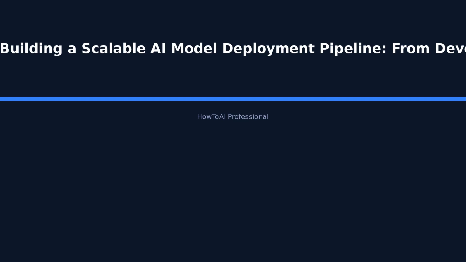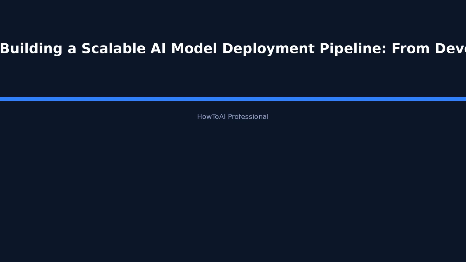We will discuss the integration of continuous integration and continuous deployment, or CI/CD automation, in the deployment pipeline. By the end of this video, you will have a comprehensive understanding of how to construct a robust deployment pipeline that not only accommodates your current needs but also scales as your use case grows.